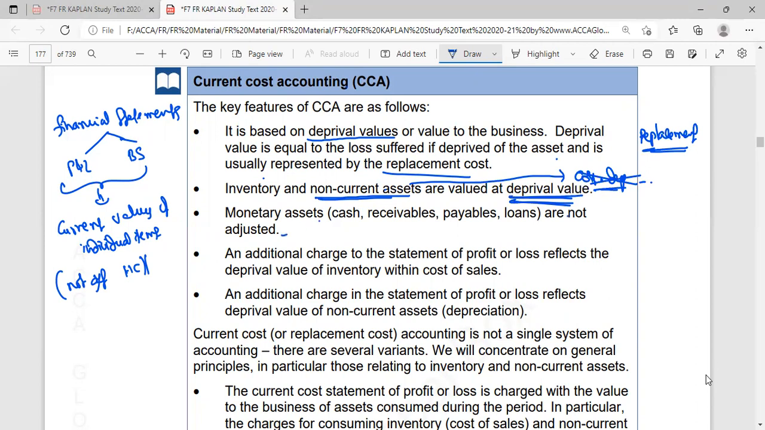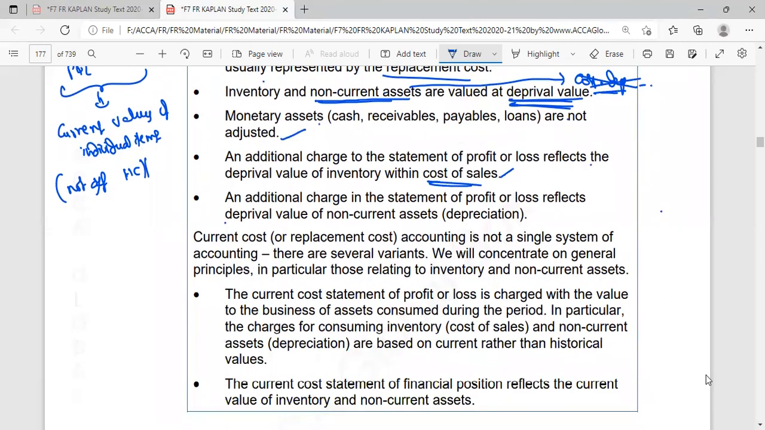Monetary assets are not adjusted, and an additional charge to the statement of profit and loss reflects the deprival of inventory within the cost of sales. So any change due to the change in the value of non-current assets or inventory is transferred to the cost of sales. An additional charge in the statement of profit and loss reflects the deprival value of non-current assets, that is depreciation. If any additional charge is created due to the change in value of an asset, the best example is revaluation, and that is called additional depreciation.